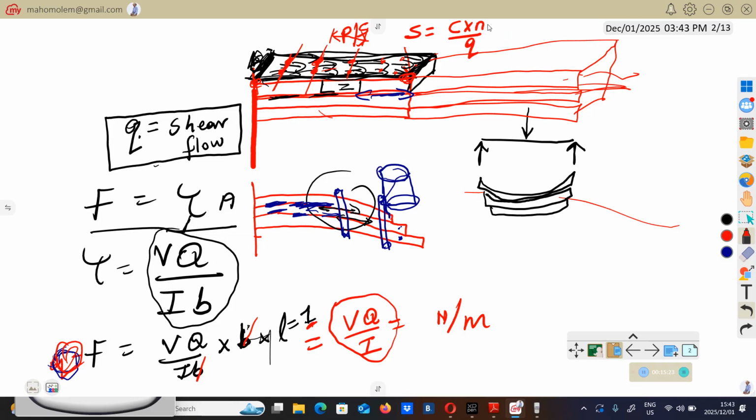And then this N. This N will be the number of bolts per pitch. This N here is going to be the number of bolts per pitch.